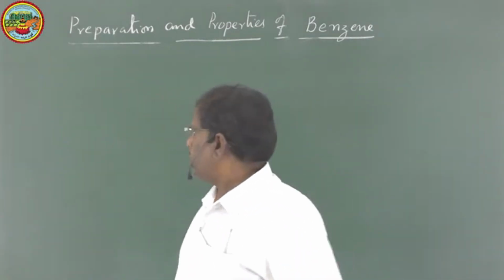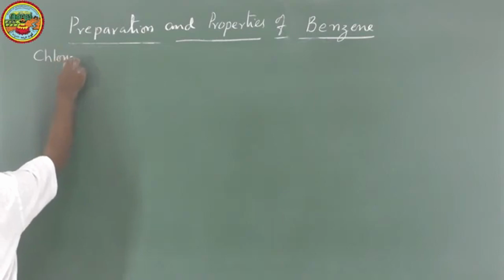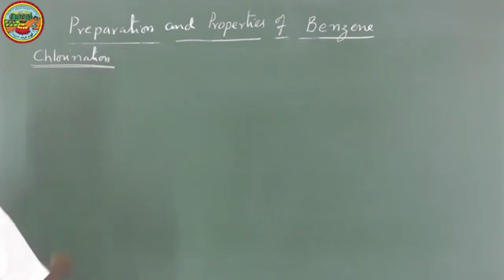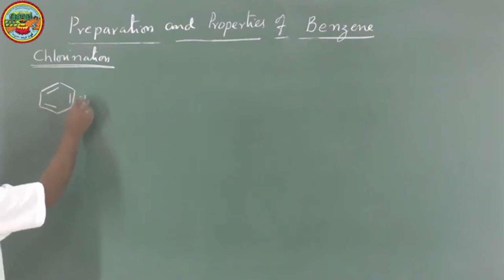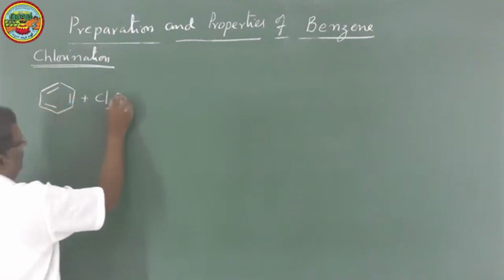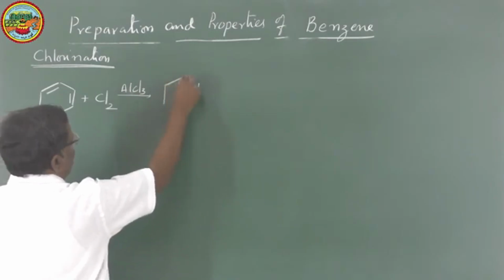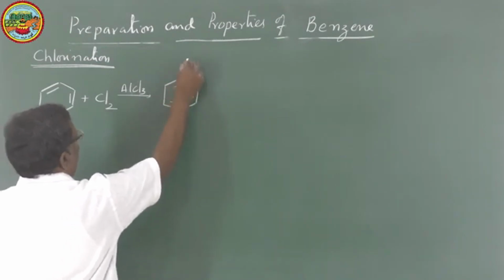So the first one is chlorination. Chlorination means the addition of chlorine. Benzene, C6H6, reacts with chlorine in the presence of AlCl3 to give chlorobenzene.